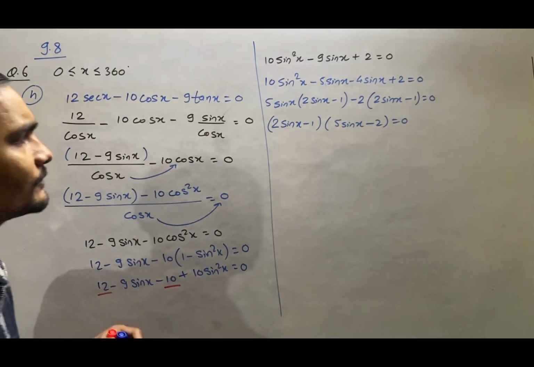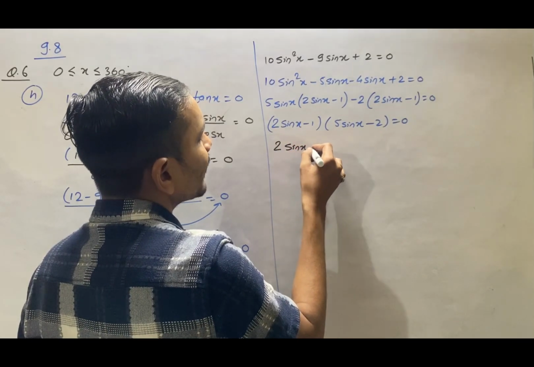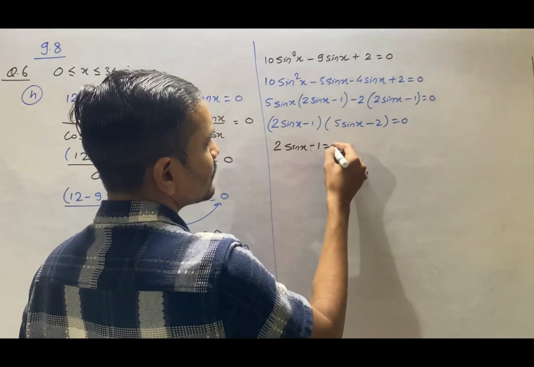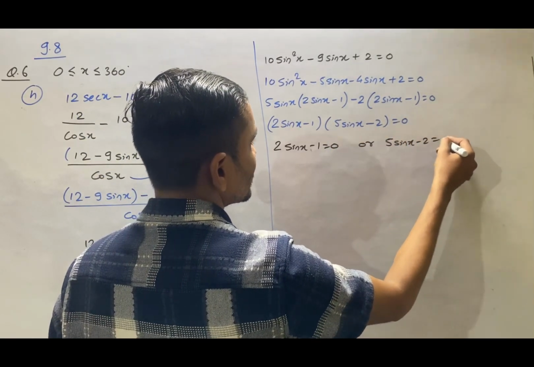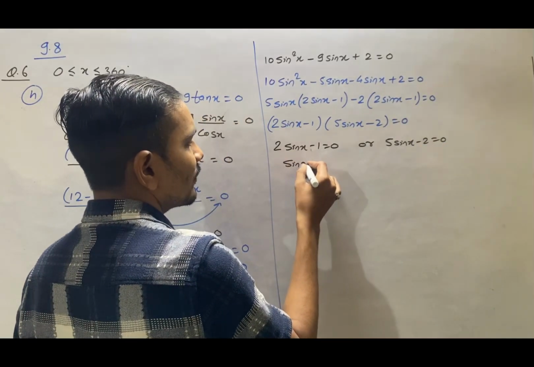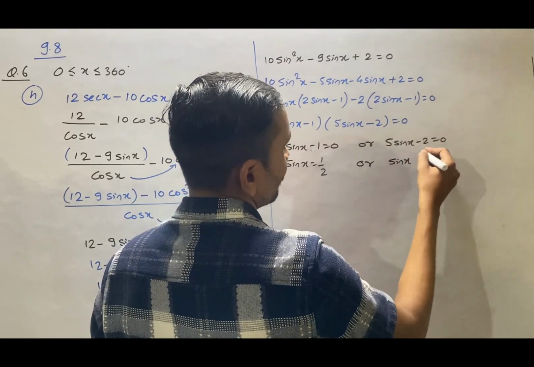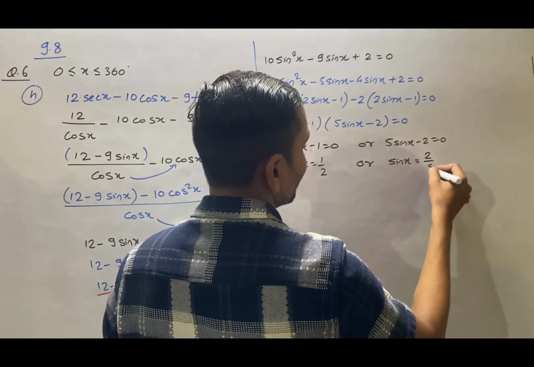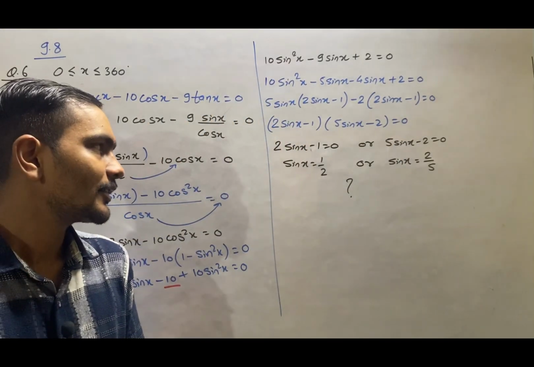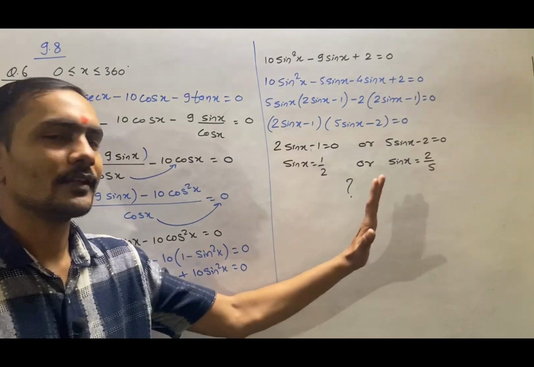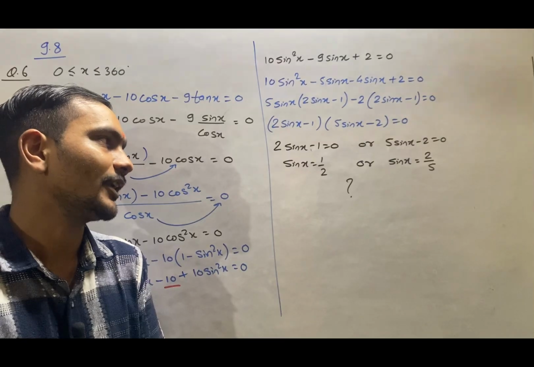So here we can say 2 sine of x minus 1 equals 0, or 5 sine of x minus 2 equals 0. So sine of x equals 1 over 2, or sine of x equals 2 over 5. Now you have to continue this question from here by using the graphical method. Okay, and let me know the answer, right?